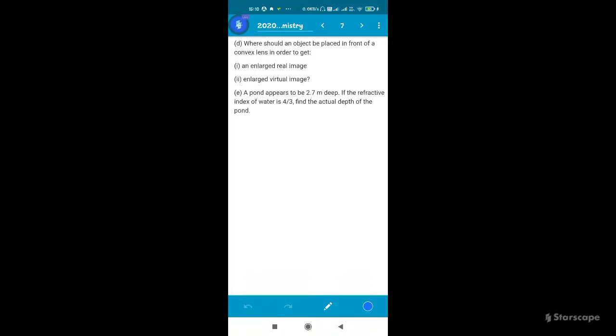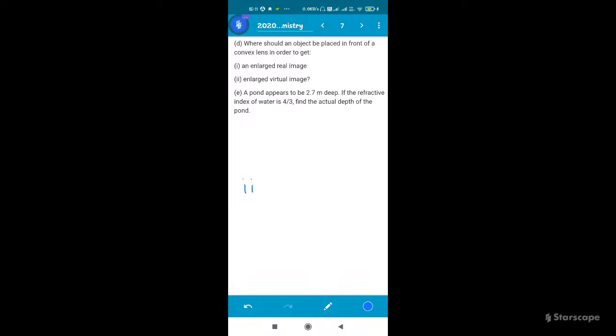Where should an object be placed in front of a convex lens in order to get an enlarged real image and an enlarged virtual image? Make sure that you are reading the word real and virtual properly. Don't just close your eyes and write anything you wish. You have to check whether it is given for real and whether it is given for virtual. So let's see. You know one thing, that in a convex lens we get a virtual image only in one condition, when the object is between.